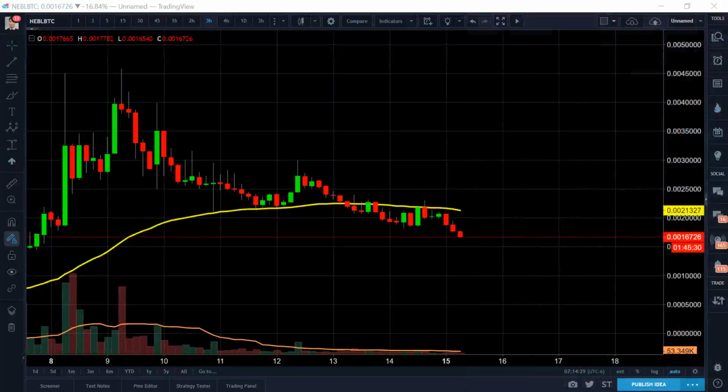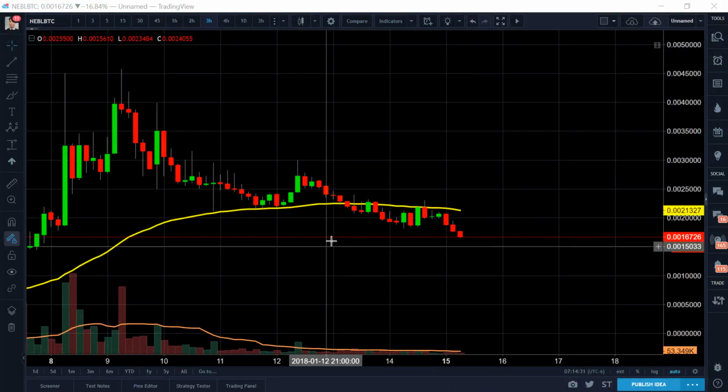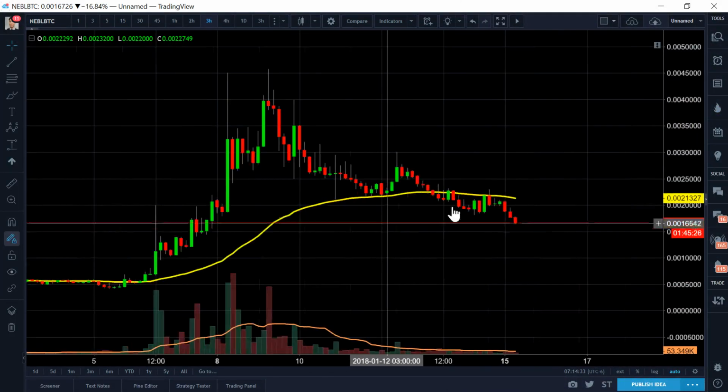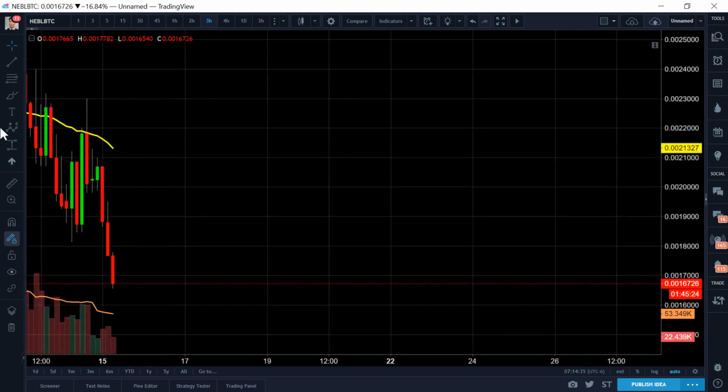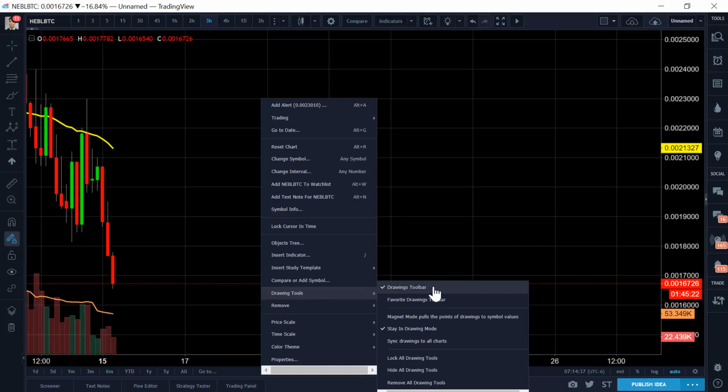So it is an interesting coin from a charting perspective. So let's take a look at it, okay? Now, a little bit of theory like we always do before we start off.